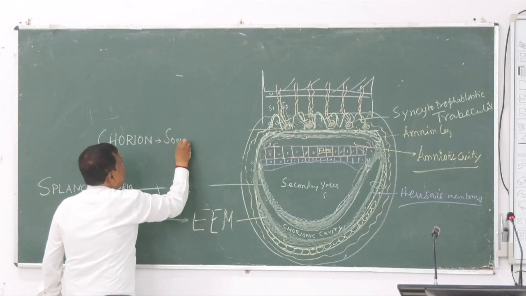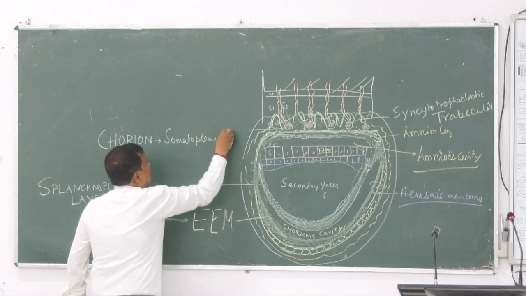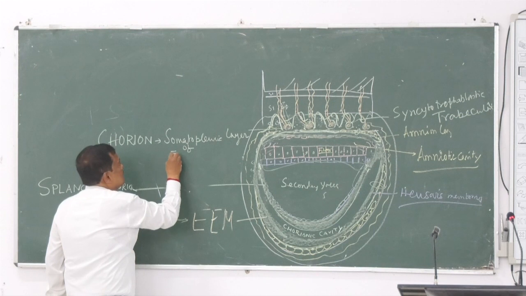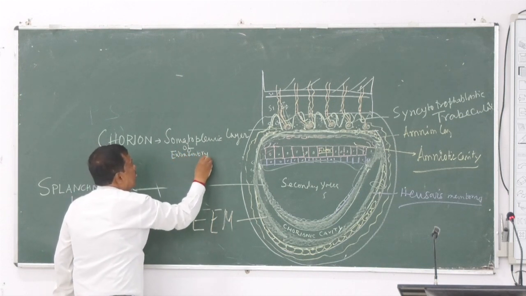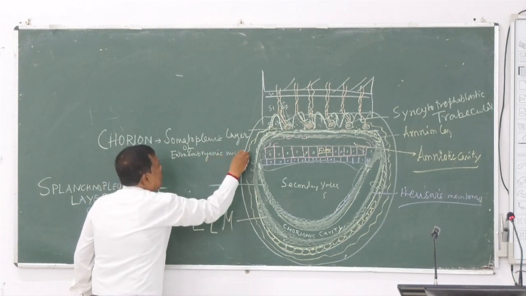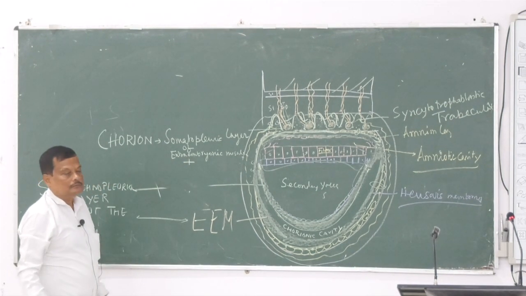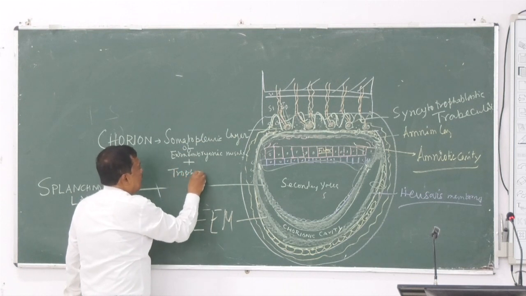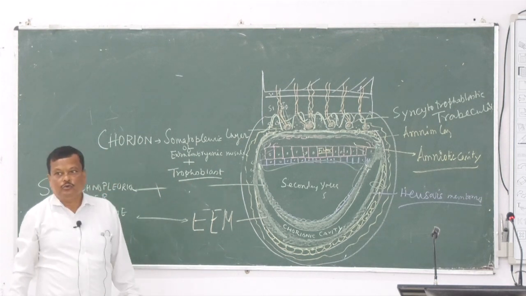Somatopleuric layer of extra embryonic mesoderm plus trophoblast. Both sides of axial side.